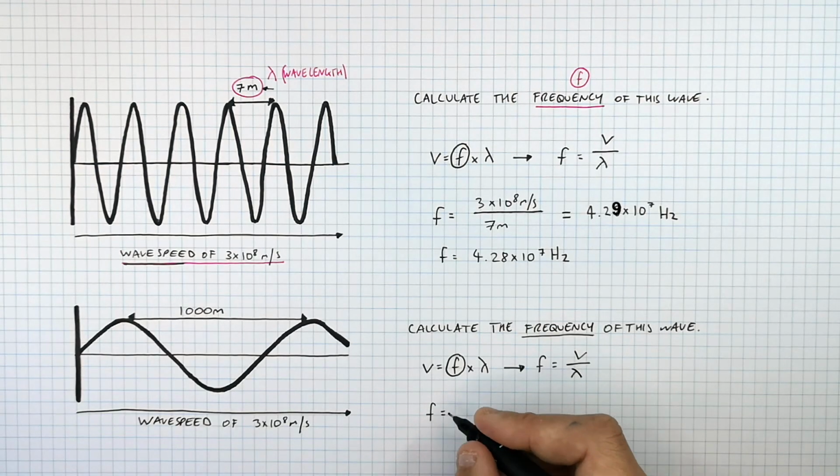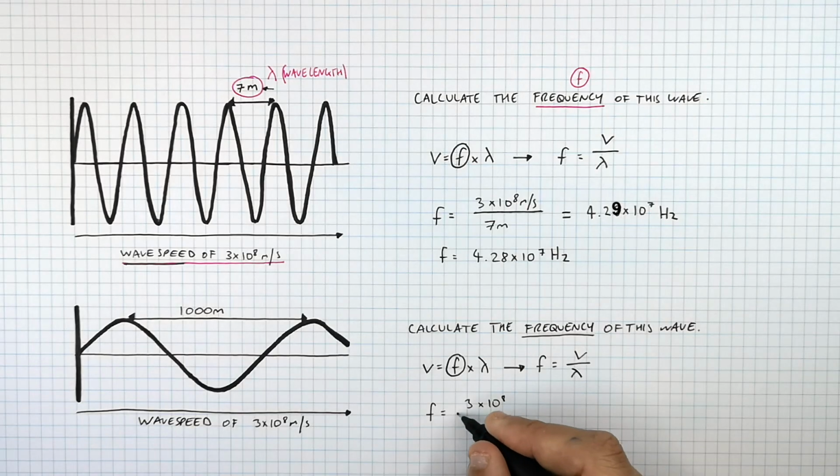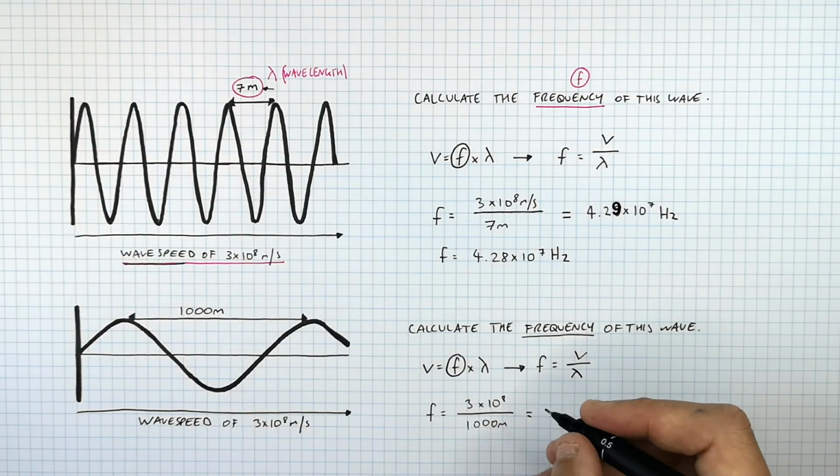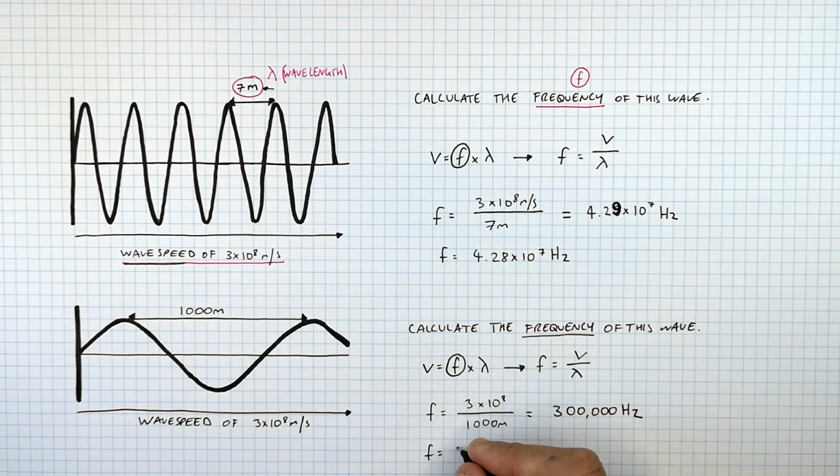So you now substitute in the numbers. F equals 3 times 10 to the power of 8, which is V, divided by the wavelength, which is 1,000 meters, and you get a frequency of 300,000 hertz.